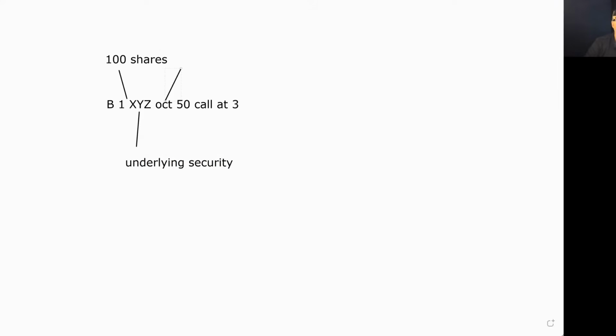This is the expiration month. That's the month that expires. And when is that? That's going to expire on the 3rd Friday of the month. Boom, expiration 3rd Friday of the month.